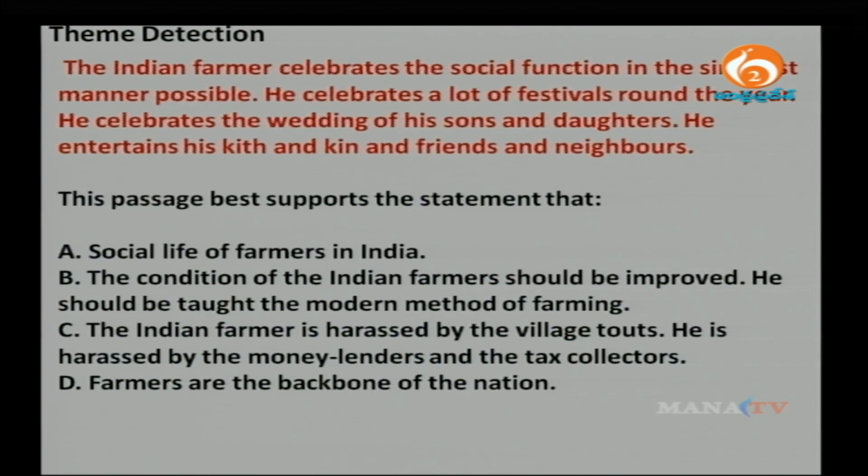The condition of Indian farmers should be improved. He should be taught the modern method of farming. The Indian farmer is harassed by village touts. He is harassed by moneylenders and tax collectors. Farmers are the backbone of the nation. Very, very simple. Please read the passage, you will find the answer.